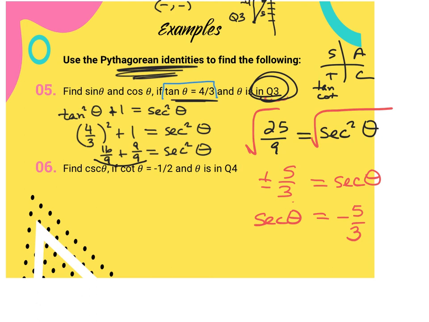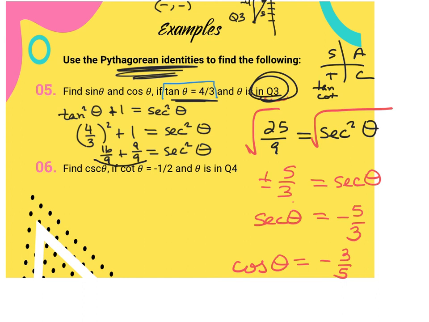Now I have secant, but they weren't asking me to find secant, they're asking me to find sine and cosine. So I can quickly find cosine because the reciprocal to secant is cosine. Flip it upside down, and cosine is negative 3/5. Still stays negative because remember we're in quadrant 3. Only thing positive is tangent and cotangent.